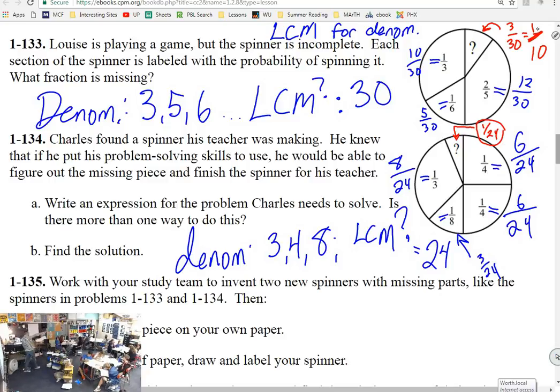Take 2 minutes to try to make a spinner like this. Then trade it off to somebody in 1:35 where it says make a spinner missing a section. Take 2 minutes to try to make one, then trade it off. Oh, yeah, you're good. But if you're done, if you're caught up, if you're ready, that's your next objective.